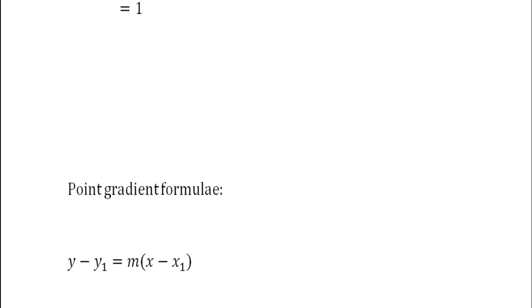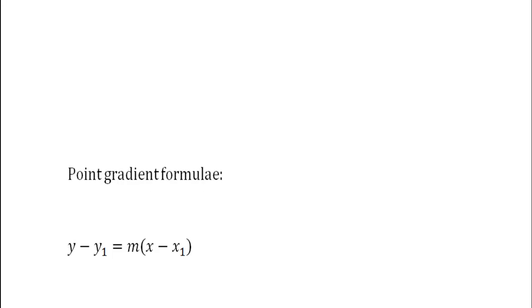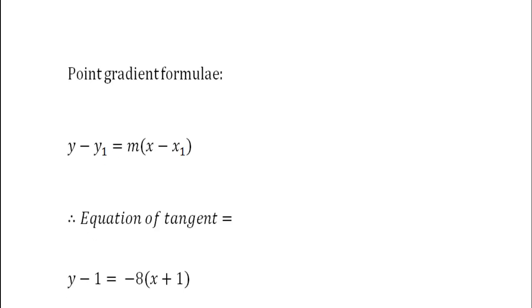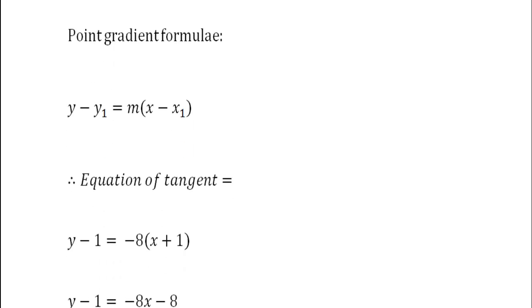So using the point gradient formula, which is y minus y1 equals the gradient outside of x minus x1, we therefore have the equation of the tangent equaling y minus 1 equals minus 8 outside of x plus 1, because x1 equaled minus 1, but minus a minus is a plus. So that's where we get the plus 1 from.